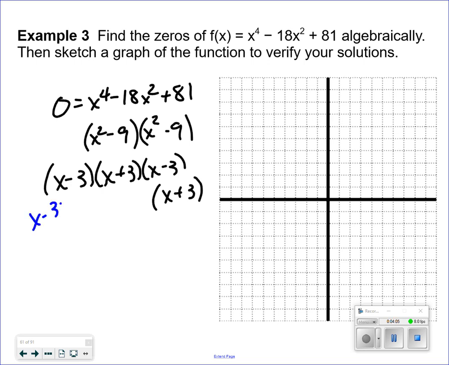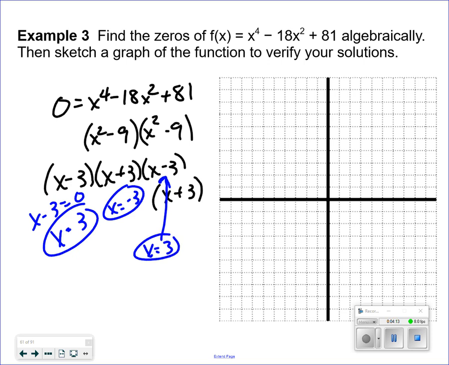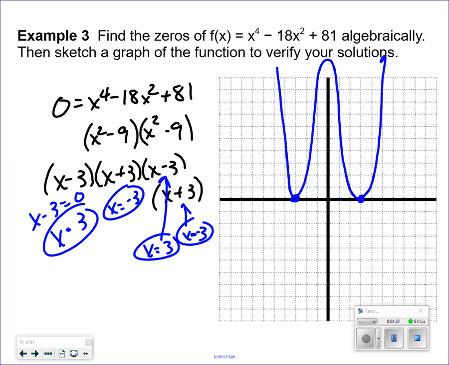So now set each of these equal to 0. You're going to get x equals 3, x equals -3, and then x equals 3 again, and x equals -3 again. Now, what does that mean? Well, I know then that it touches the x-axis at 3, and it touches the x-axis at -3, but it doesn't actually cross the x-axis because it's an even number of times that it occurs. So if I were to graph this, it would look like a big W, where it touches the x-axis at -3 and touches the x-axis at +3.